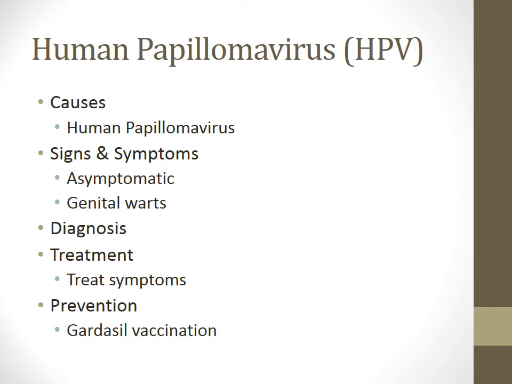HPV can also cause genital warts, or the condylomata. These are the cauliflower-like lesions on the genital area. Not all strains result in genital warts, and there are some strains of HPV that cause cervical cancer. So when we talk about diagnosis, obviously if there's someone with condylomata all over their genital area, that would be an obvious indicator of HPV.